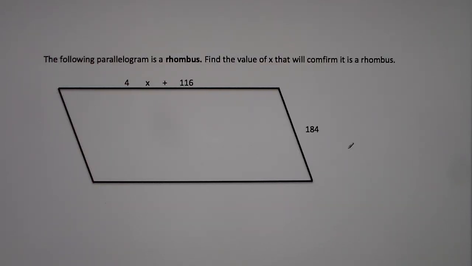The following parallelogram is a rhombus, so we're being told it is a rhombus, so we set those equal to each other. So we got 4x plus 116 is equal to 184. Do your inverse operations. You solve for x, so 184 minus 116 gets you 68. 68 divided by 4 gets you 17, so x equals 17.